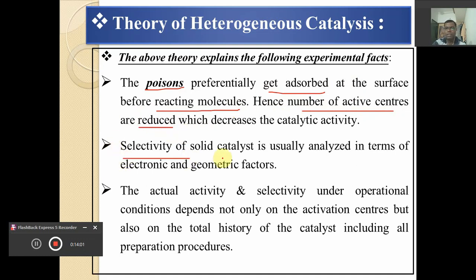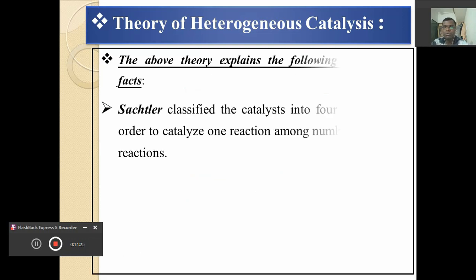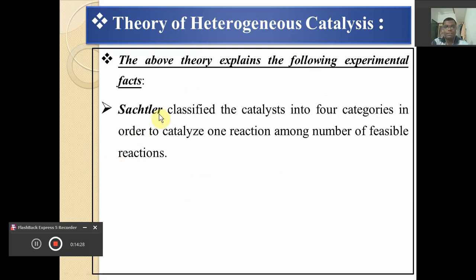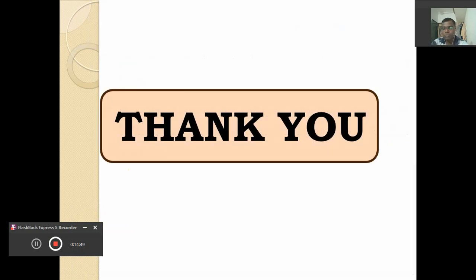And the selectivity of a solid catalyst is usually analyzed in terms of electronic and geometric factors, and the actual activity and selectivity under operational conditions depend not only on the activation centers, but also upon the total history of the catalyst, including its preparation and the process of preparation also. So these things are also important for catalytic activity. And Schachler classified the catalysts into four categories in order to catalyze one reaction among a number of feasible reactions. So these are the important experimental facts observed during the study of the theory of homogeneous and heterogeneous catalysis.